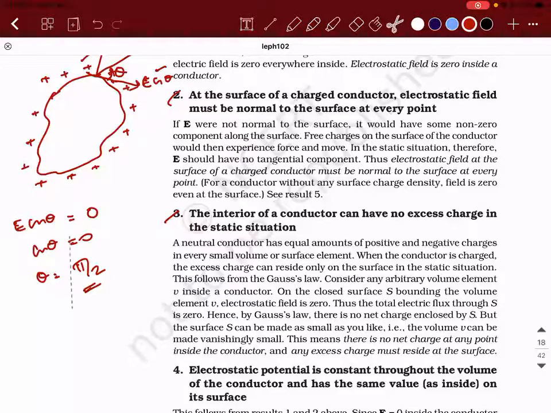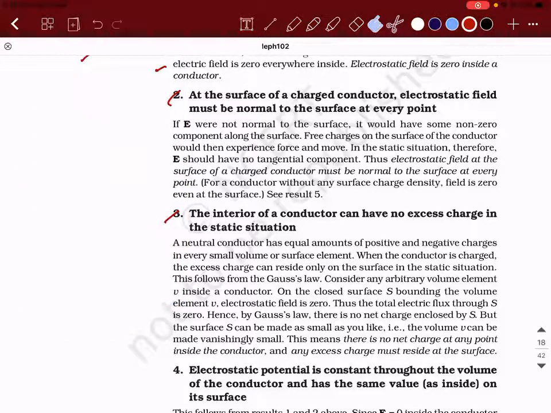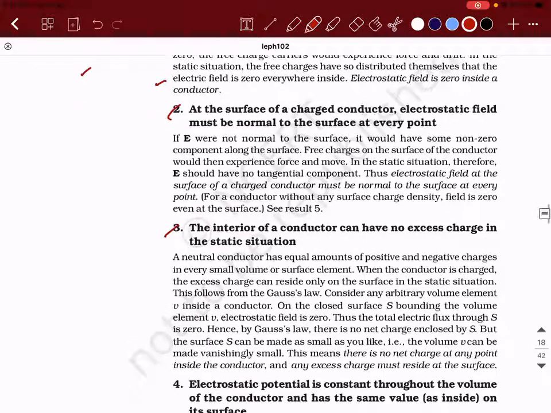Next, the third point: the interior of a conductor can have no excess charge in the static condition. It means if you give excess charge, where will it go and sit? If it is not sitting in the interior, where should it sit? Obviously on the exterior, outside, right? Generally, a neutral conductor has equal amounts of positive and negative charges. There is no concept of excess charge here, right? When you give that excess charge, it should go and sit on the surface.